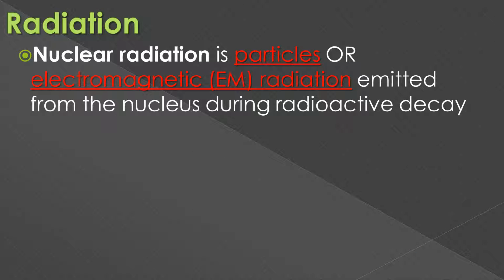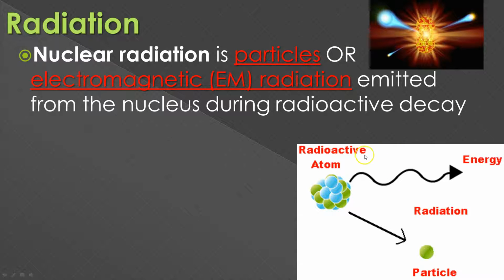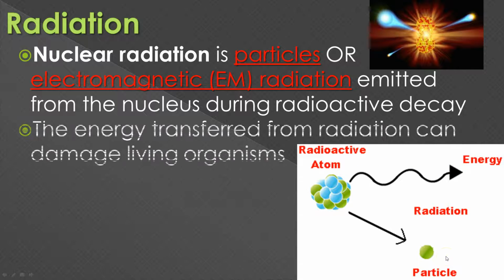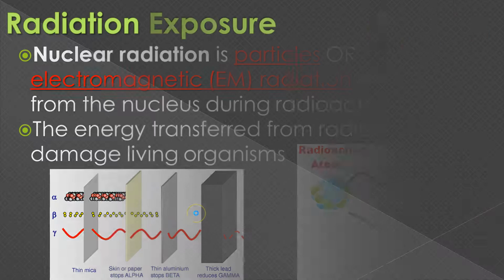Radiation is basically particles or electromagnetic radiation that is emitted from the nucleus during radioactive decay. Anytime a nucleus is breaking down, trying to become more simple and stable, some sort of radiation is released. That can be energy in the form of a very high energy wave, or a particle. The energy transferred from radiation can also damage living organisms, so you need different things to shield yourself from the particles or the waves. Here I'm showing alpha, beta, and gamma radiation and how those are stopped by different things.